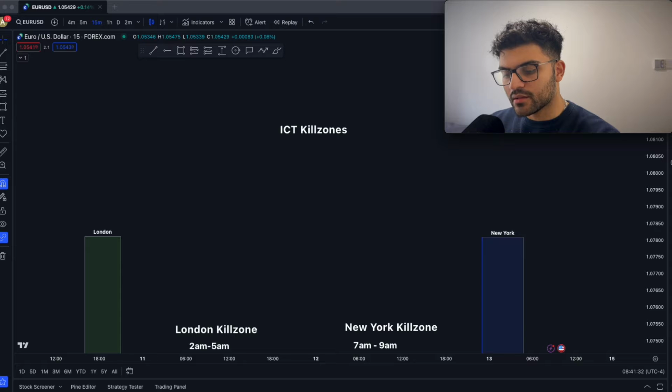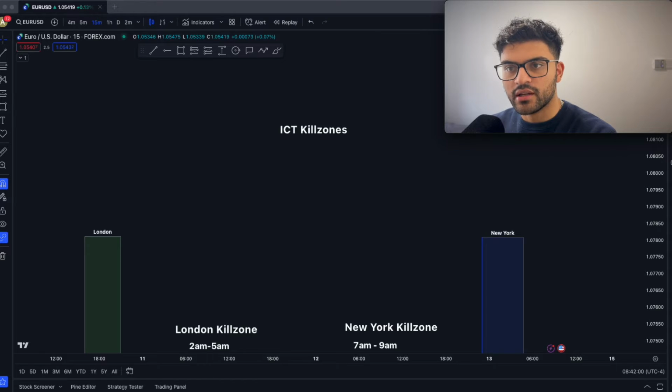ICT goes on a lot about time and price, okay? But what is time and price? Time and price is basically just supporting this whole concept of the trading market. The charts move in an algorithm. There's an algorithm behind it, and things happen at certain times, and it affects price, basically. That's why time and price.